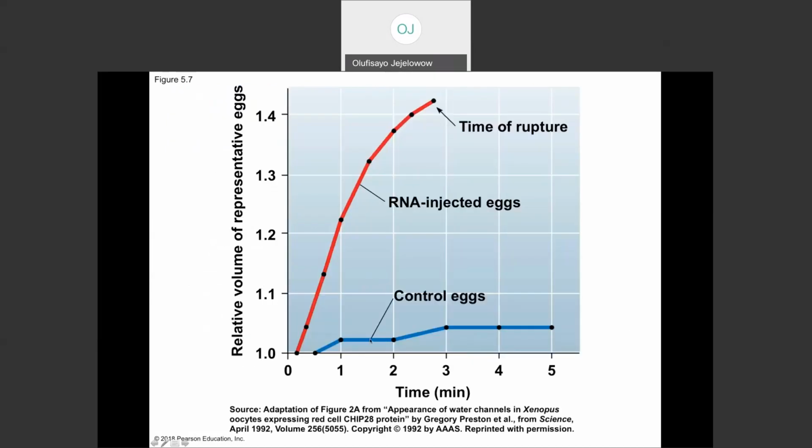So these are the results of the experiment. The control eggs, which were not injected with the RNA for making the aquaporins, the relative volume remains low. Now, look at the rapid increase within 72 hours. The cells filled up with water and ruptured, the eggs that were injected with the RNA.